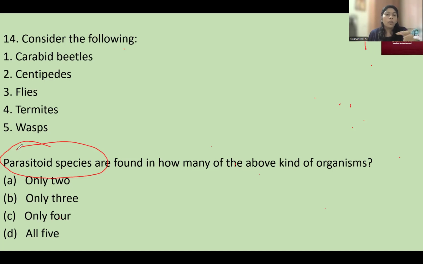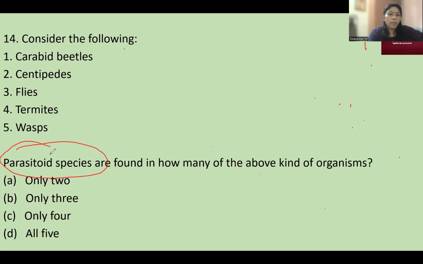Some parasites. What is a parasite? A parasite uses its host, right? They will drink the blood, they will suck the nutrients. Even plants and animals can be parasites. But parasitoid species means it will not only use the host, it will kill the host. The host will be murdered, right?